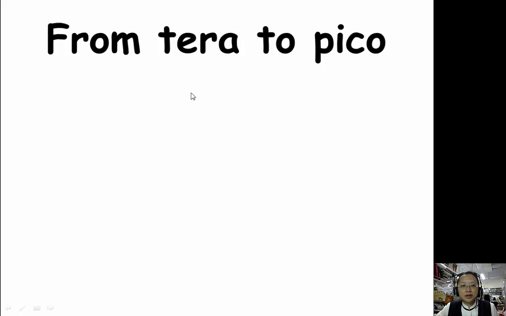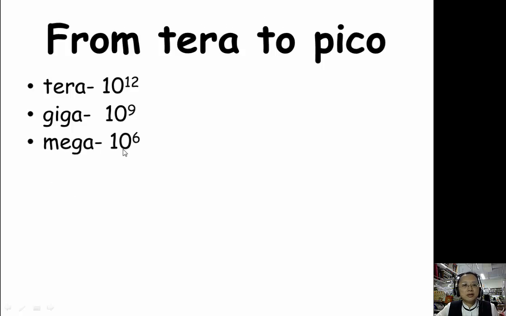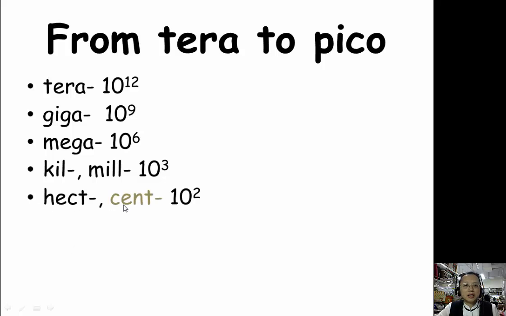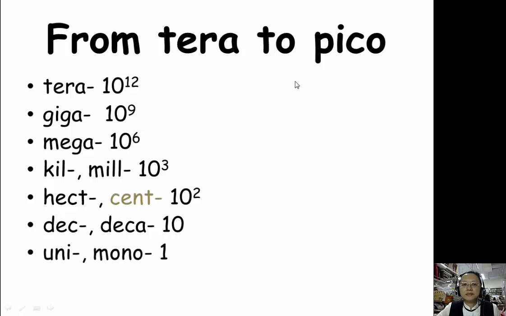And from tera to pico. Tera, 10 to the 12. Giga, 10 to the 9. Mega, 10 to the 6. Kil, mil, 10 to the 3. Hect, cent or centi, 10 to the 2. Dec, deca, 10. Uni, mono, 1.